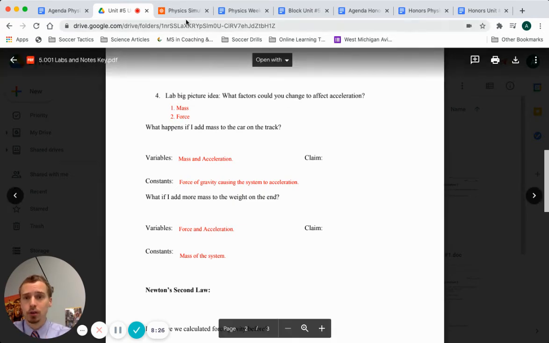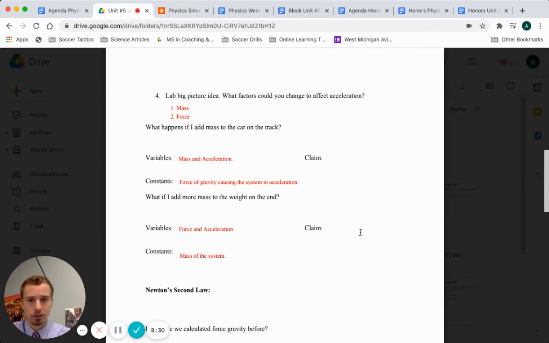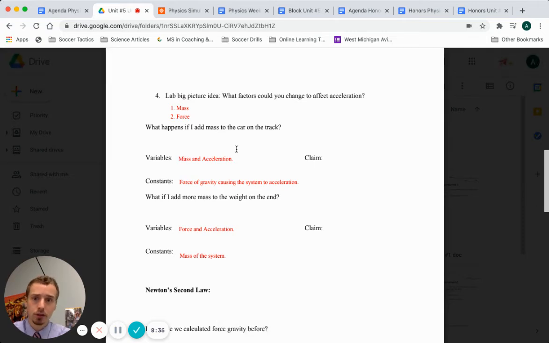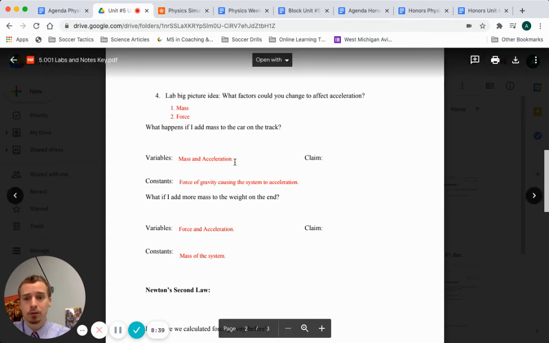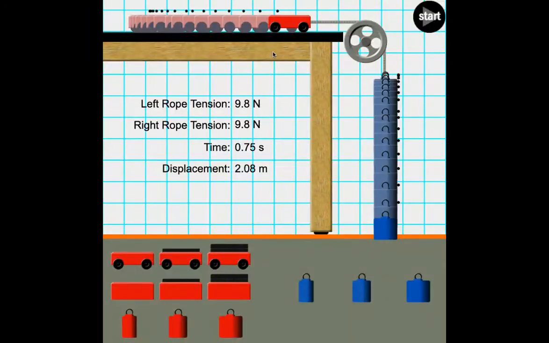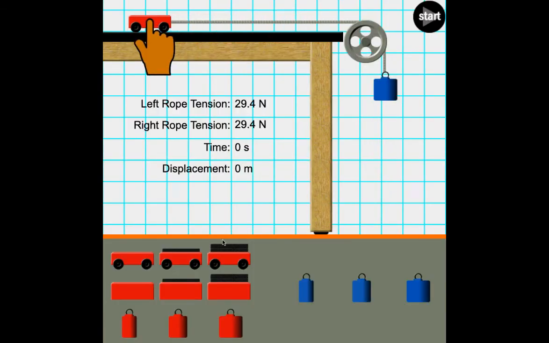So what I want you guys doing in the simulation is to create your own claims in these final two slots. You are going to be changing or looking at mass versus acceleration and seeing how that's affected, right? Is it when you have more mass? I'm going to actually flip back here. Is it when you have more mass on the cart? All right, I'm going to change that. When you have more mass on the cart, is that going to make it go faster or slower?